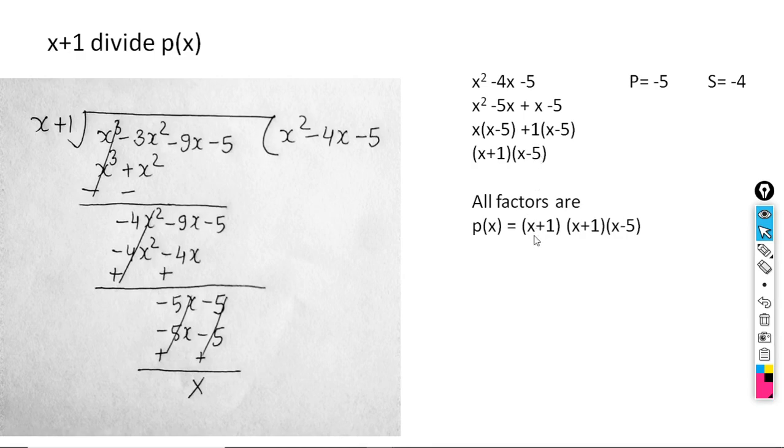And all the factors are x plus 1, x plus 1 and x minus 5. Here x plus 1 repeats 2 times, which means a factor can be repeated.